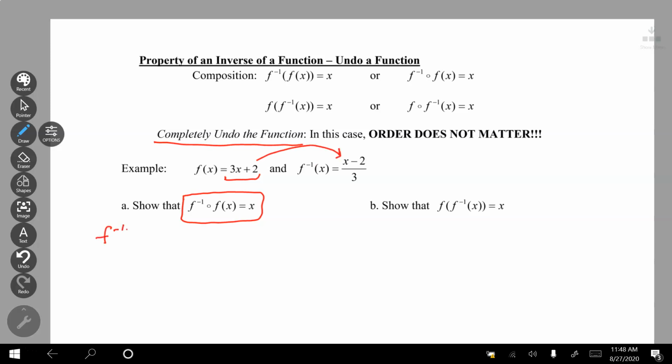So it's f inverse of 3x plus 2 is equal to 3x plus 2 minus 2 all over 3. 2's cancel. I get 3x over 3. The 3's cancel. I get x. So I've just proven. This is a proof.